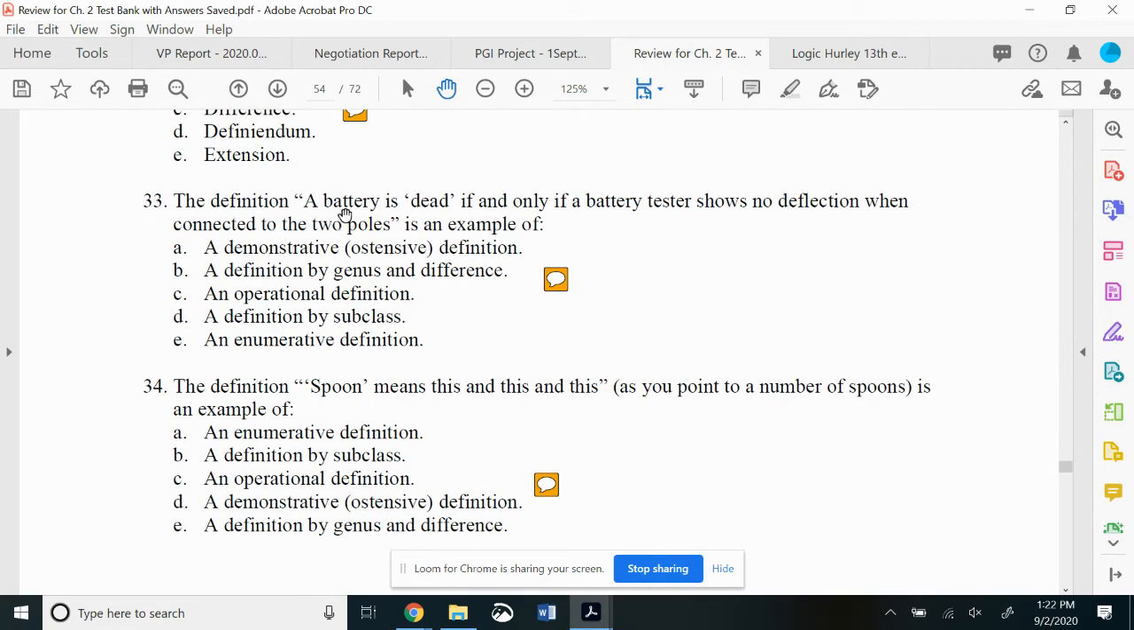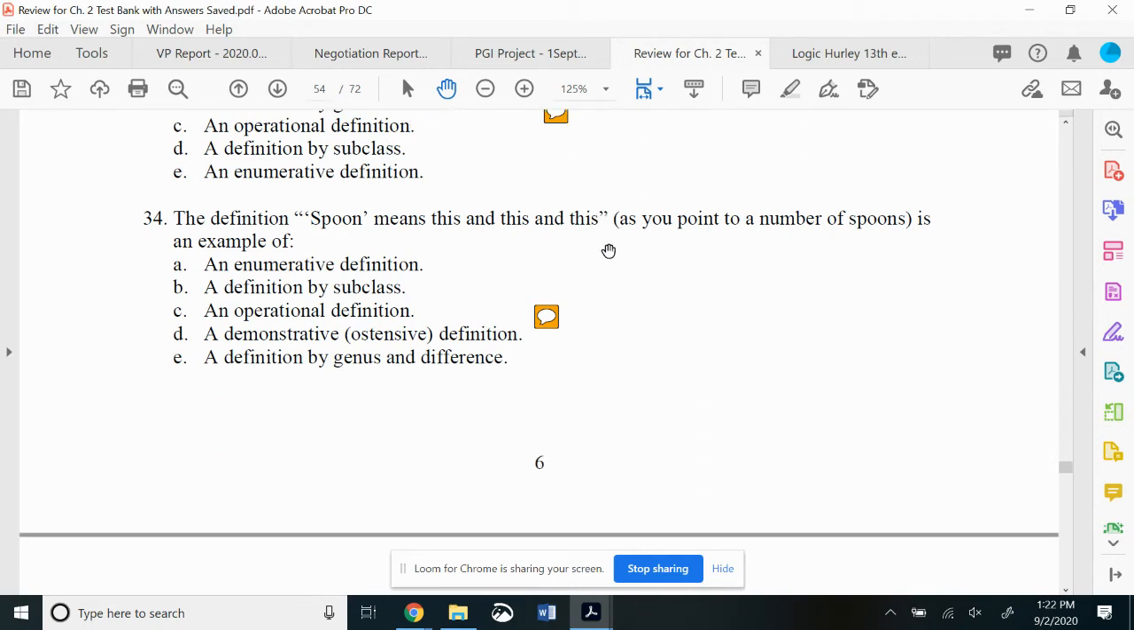33. A battery is dead if and only if a battery tester shows no deflection when connected to 2 poles. It's giving some functional operational language, which is very specific. And this is going to be, how many of you guessed it? C. Operational, using functional language.